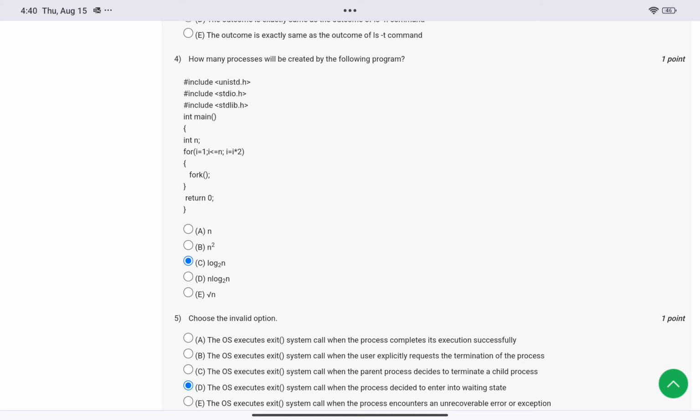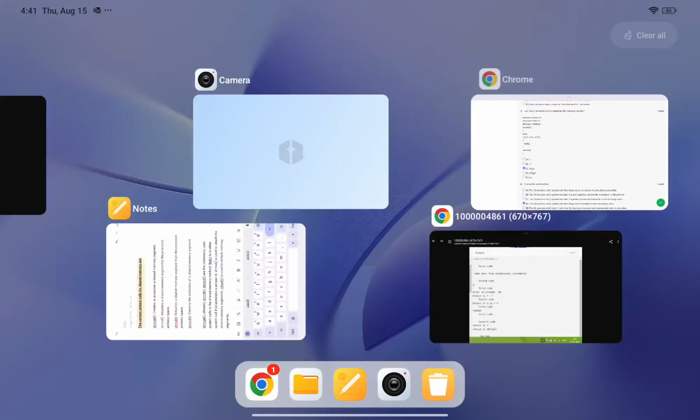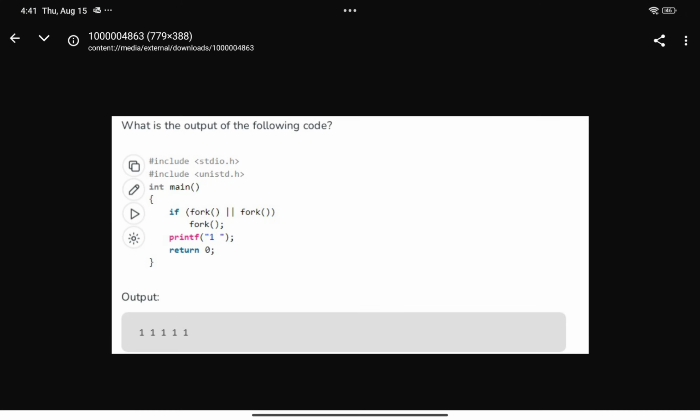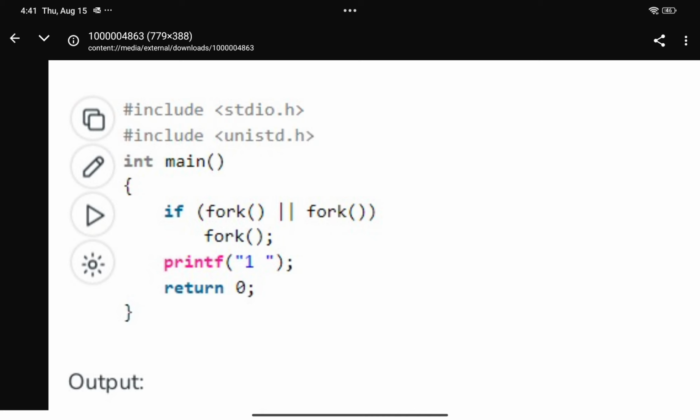Whenever i is equal to i times 2 or i is equal to i upon 2, the time complexity for such a program is log of n. We have solved this program multiple times. And my request is that you should also know how fork is working. See, this program came multiple times in GATE.